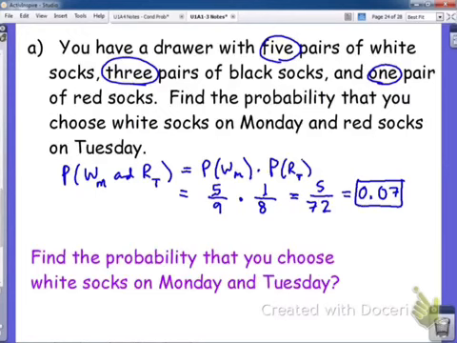Now, freeze for a second. I just want to ask you this question. Oh, go ahead, Sedona. Right, okay, so this one was 5 white socks out of 9 total on Monday. So it's pairs of socks. Talking about pairs. Good question. So there's 5 pairs out of the 9 pairs. We'll multiply that by 1 pair of red socks out of 8.